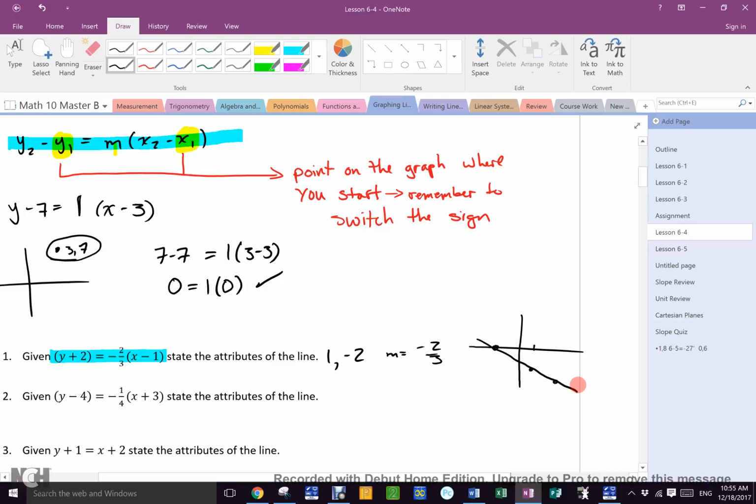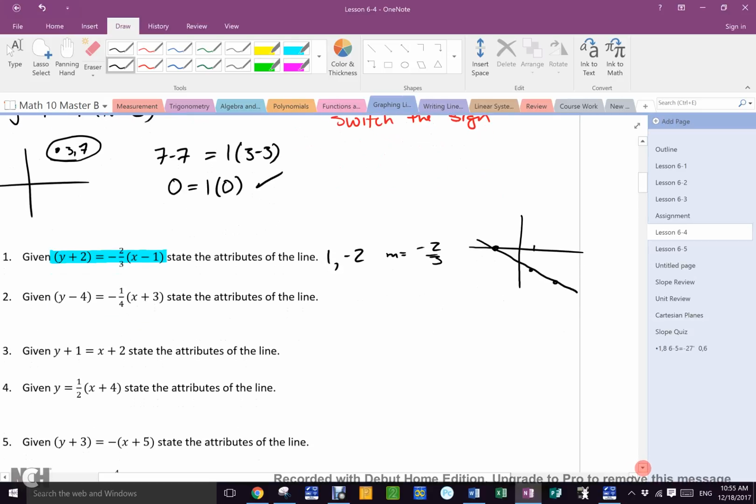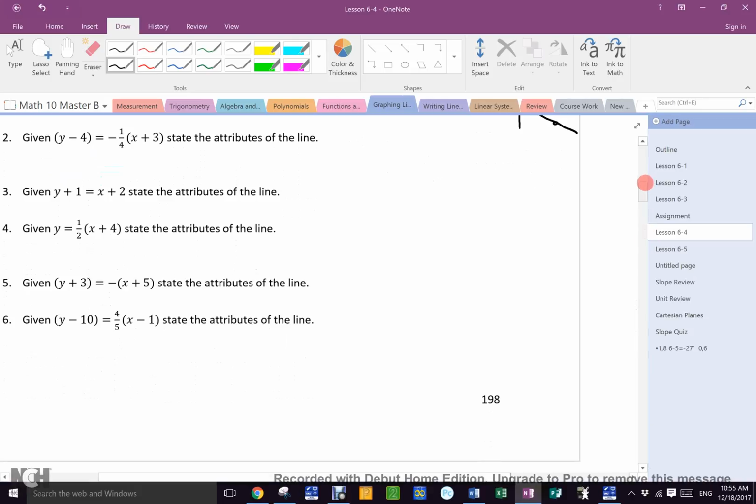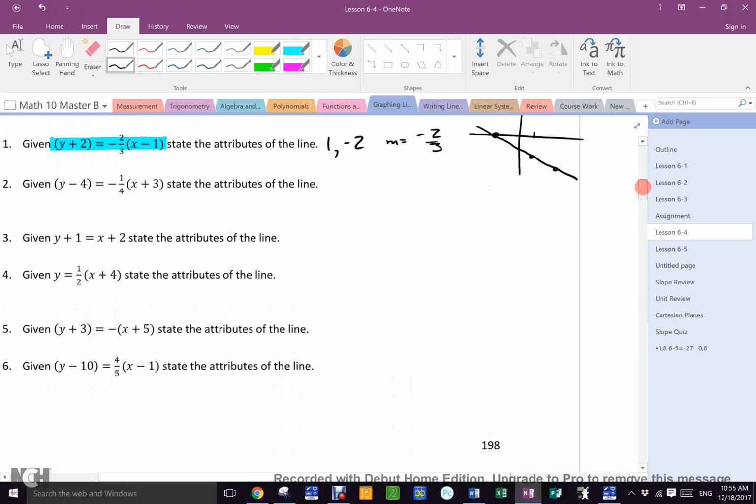Everybody cool? All right, that's going to take us to the end of the day. Your homework is to finish filling in page 198. Just page 198.